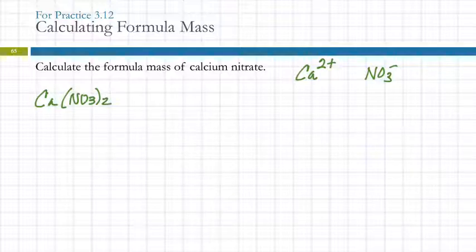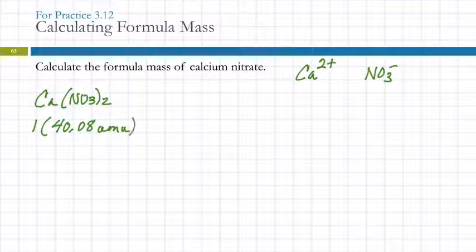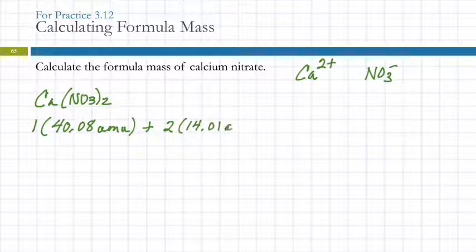2 nitrates for every 1 calcium. Now that we have the formula, we can calculate the formula mass. So we have 1 calcium in this formula, and the average mass of calcium is 40.08 atomic mass units. How many nitrogens are there? 2, because we have 2 nitrate units. Each nitrate has 1 nitrogen. 2 times the average mass of nitrogen. And how many oxygens? 6. 6 oxygens times the average mass of an oxygen atom.